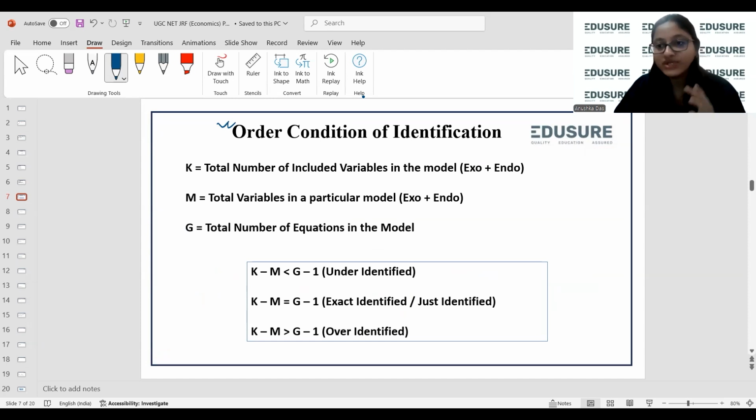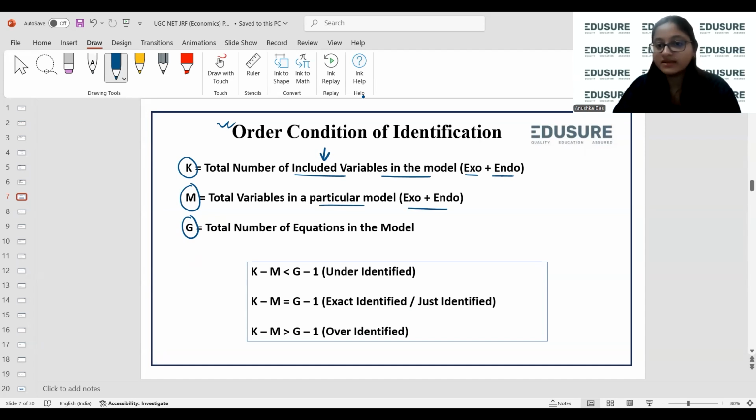In the order condition, you need to find out three variables. First is K, second is M, and third is G. What is K? K is the total number of included variables in the model. It can be endogenous, it can be exogenous, because we don't properly know yet what is endogenous and what is exogenous. I'll talk about that, but what is important here is included. And then M means the total number of variables in a particular equation or a particular model.